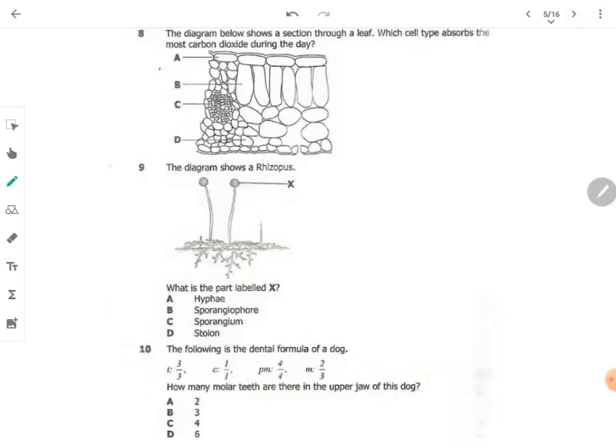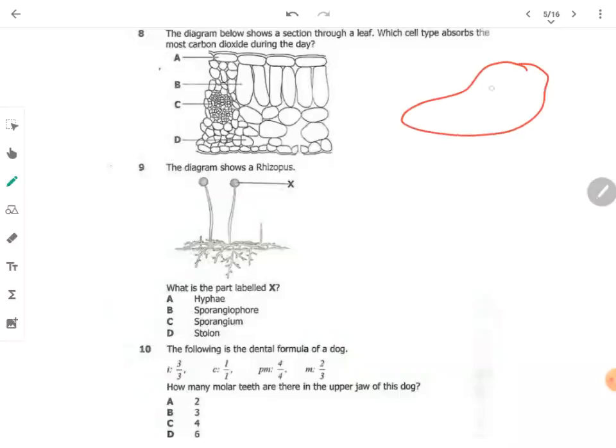Question 8. The diagram below shows a section through a leaf. Which cell type absorbs the most carbon dioxide during the day? Now, during the day, we have a lot of sunlight coming, and carbon dioxide is what is needed in order for a plant to undergo photosynthesis. Now, which one absorbs much? Now, we have the leaf, which is like this.